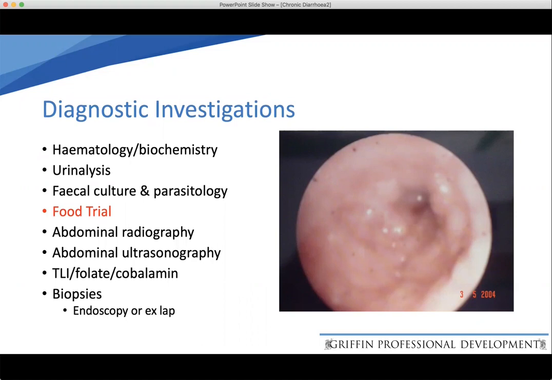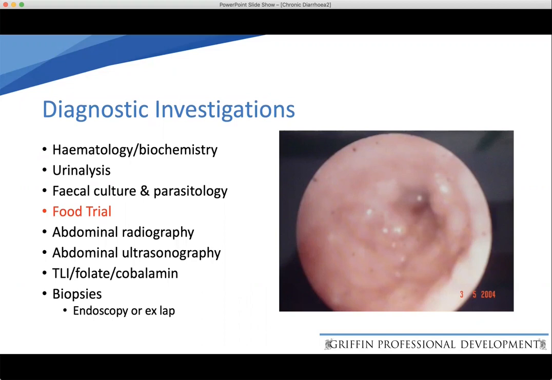We also want to do fecal culture and parasitology. I certainly would want to do things like this if there was a strong suspicion of infectious pathology, so if multiple animals in the same household were showing similar clinical signs, but very important regardless. But one part of the diagnostic process which often gets missed, and yet it's absolutely vital, is the food trial. And this really is a vital step in the diagnostic pathway, and we shouldn't be moving on to more invasive or more expensive diagnostic tests without performing this, and I'll explain why in a short while.